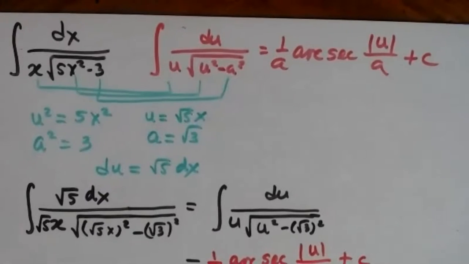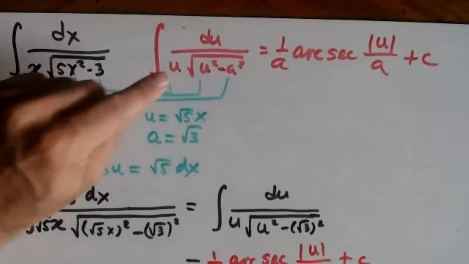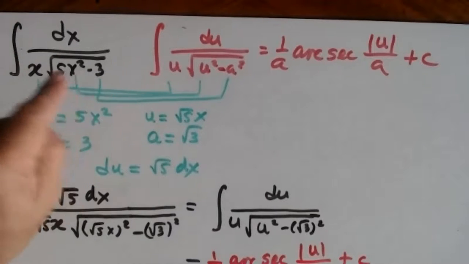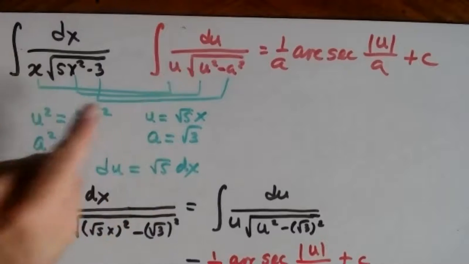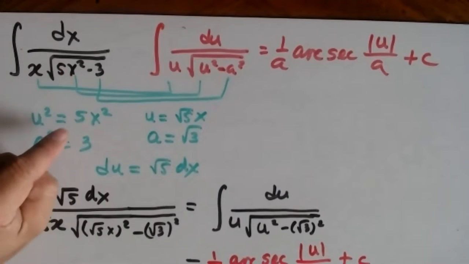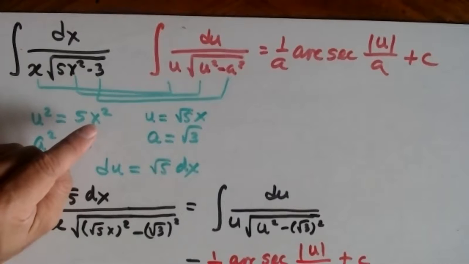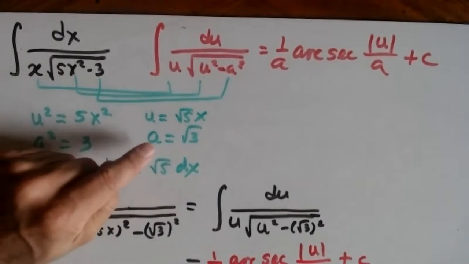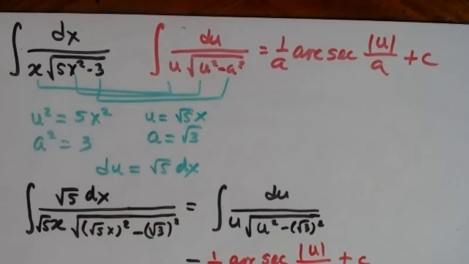So you receive a problem, then you look for a formula that pretty much matches. Then you have to make this match perfectly, so you begin pairing term by term. Okay, u squared is this one. So u squared is 5x squared, then u is the square root of 5x. a squared is 3, a equals square root of 3.